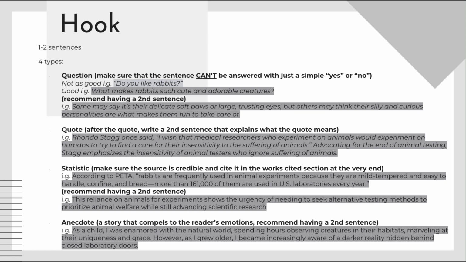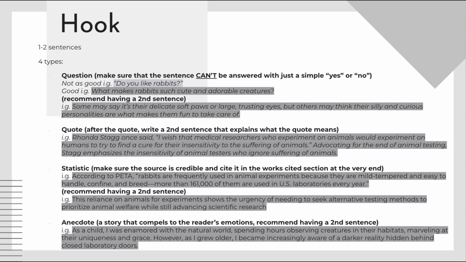As an example, "This reliance on animals for experiments shows the urgency of needing to seek alternative testing methods to prioritize animal welfare while still advancing scientific research." This helps elaborate on the statistic and helps the reader understand why the statistic is important.